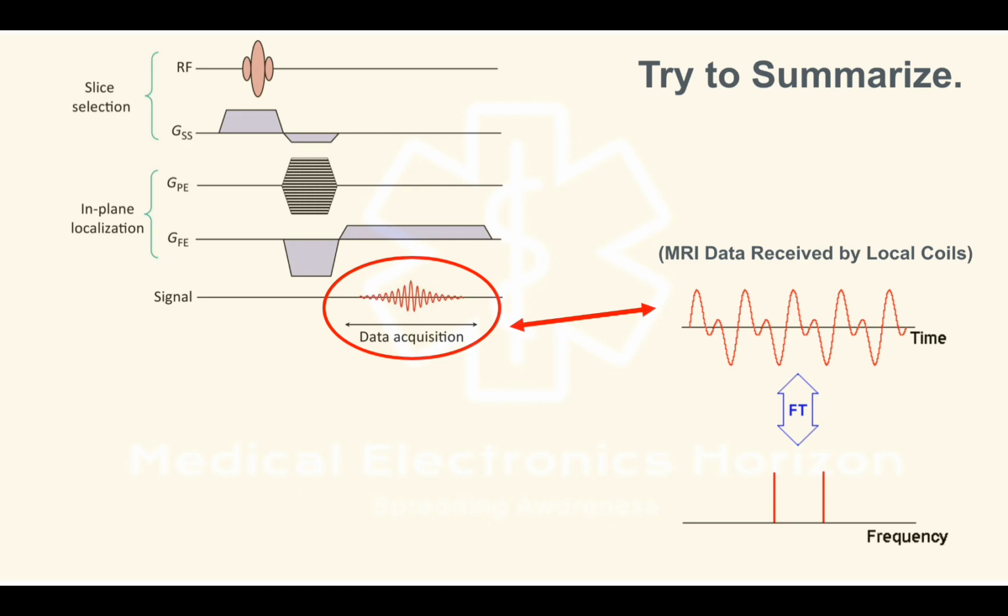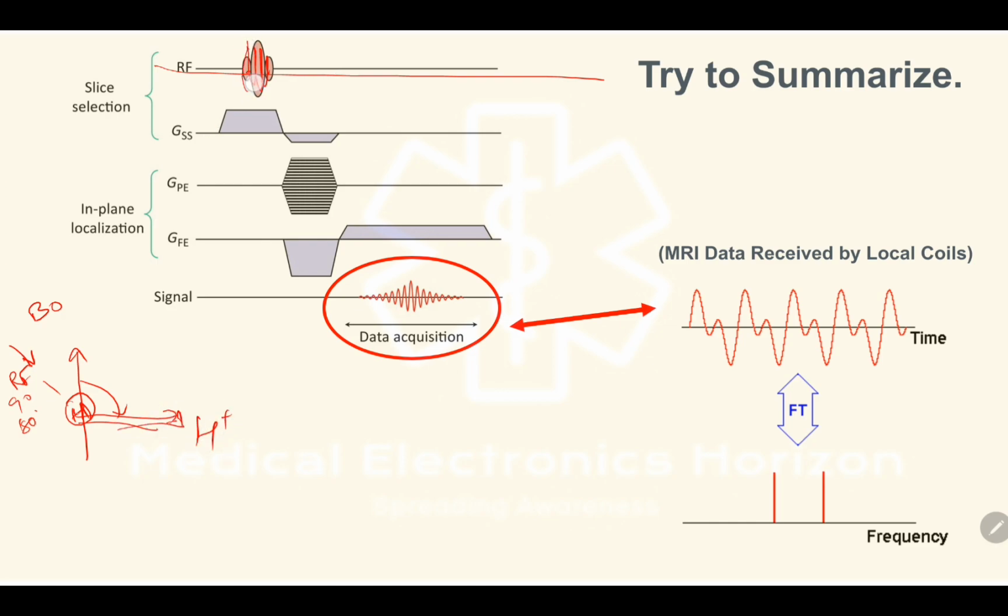So this is just like a summary. Now it's too lengthy, so I am trying to summarize. We apply RF to the hydrogen atom. See, this is a magnetic field, this is a hydrogen atom. We apply RF, 90 degree or 180 degree, whatever, and the hydrogen atom flips like this.